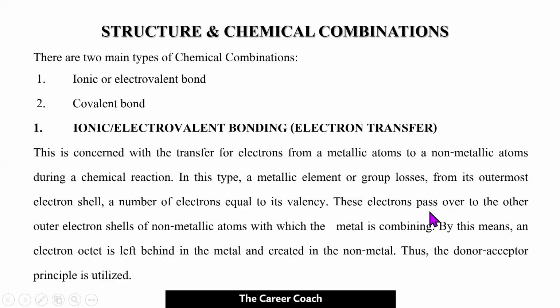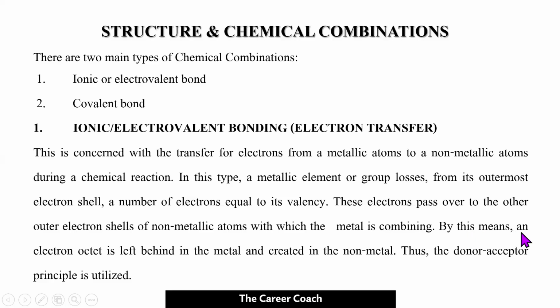These electrons pass over to the outer electron shell. So the electron of one element will move to that of another. These electrons pass over to the outer electron shell of the non-metallic atom. So the non-metallic atom is the one receiving, so it is negatively charged. Receivers are negatively charged, givers are positively charged. The non-metallic atom is what the metal is combining with.